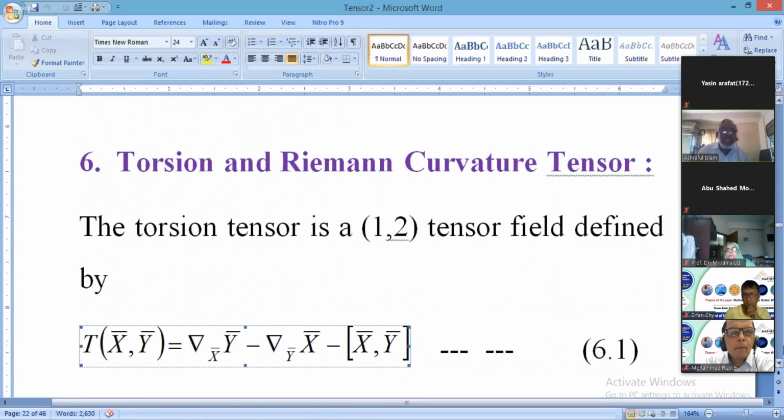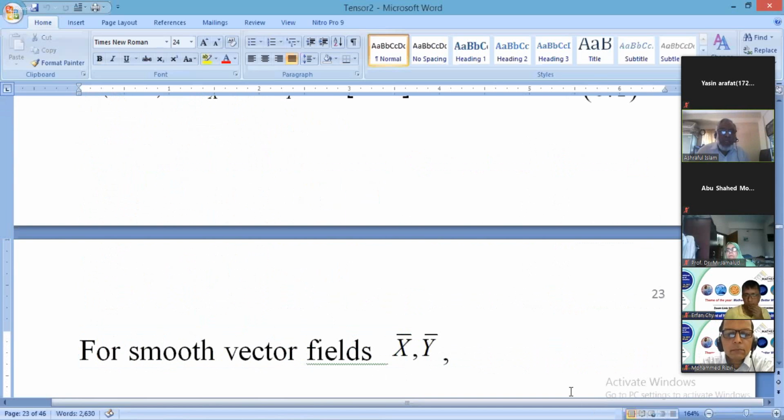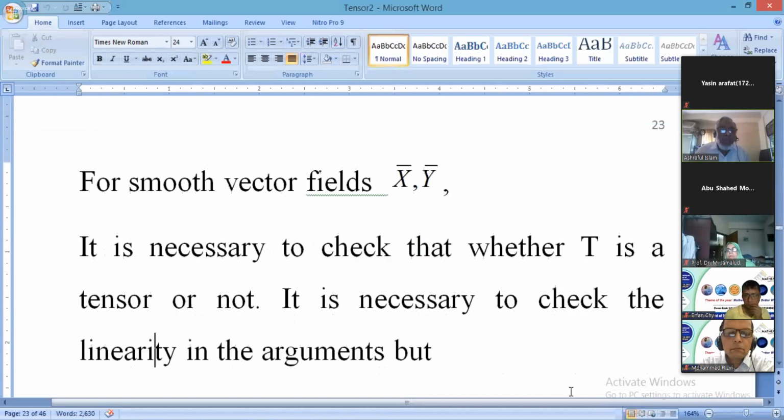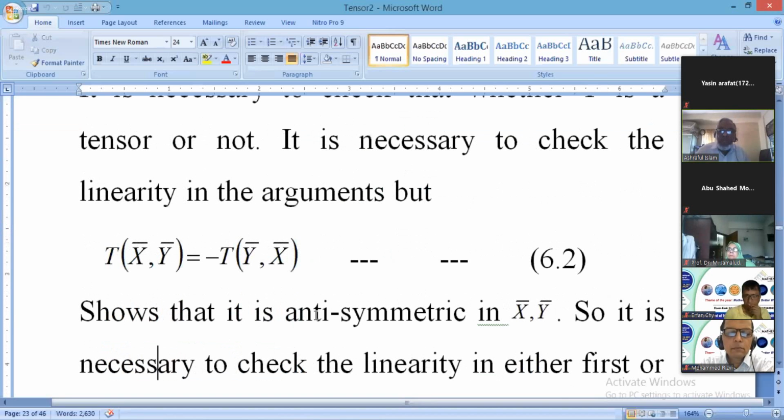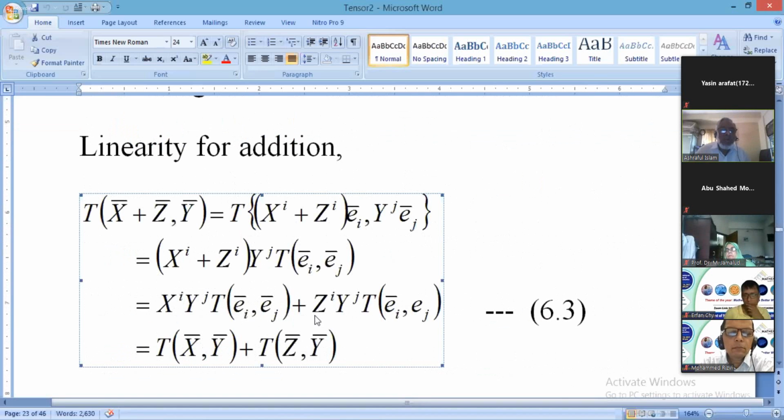Now come to the torsion tensor. The torsion tensor is defined by this one. This is the vector space, T cross T to another vector space. Now if we take the basis vector, we will find this torsion tensor is anti-symmetric in x and y. Now we would like to show that it is a tensor. We can test that it is linear in every slot. This linearity can be checked by addition or multiplication.